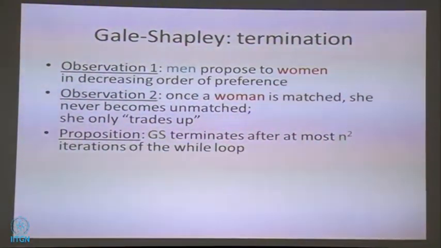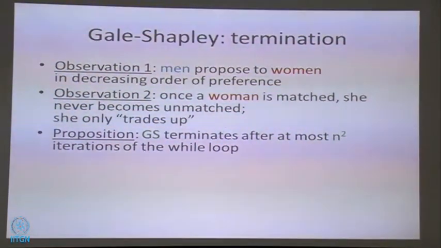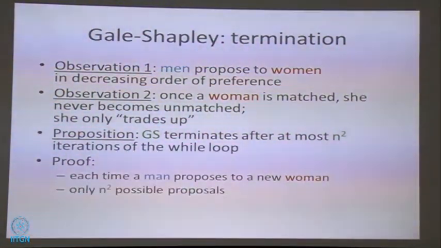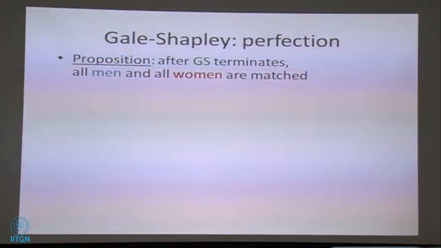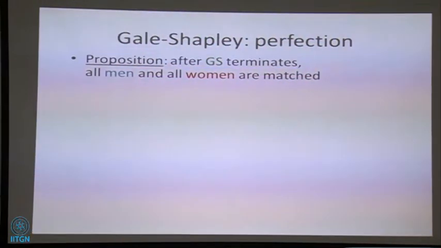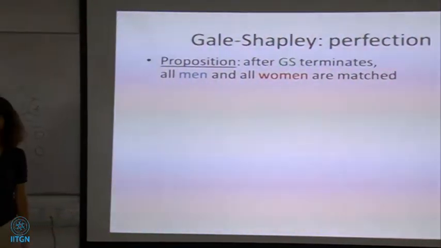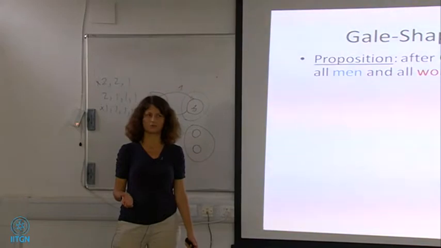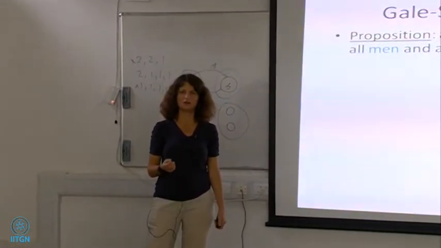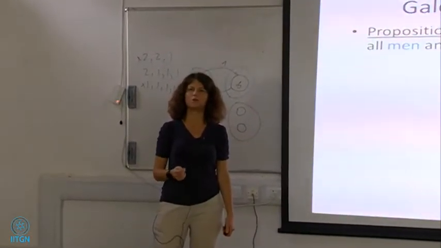Okay, so first, Gale-Shapley terminates after at most n squared iterations of the while loop. Right, so we established that. And second, here's the interesting part. I claim that Gale-Shapley actually gives us a perfect matching, that we won't have an unmatched guy sticking around after having proposed to a woman. So it cannot be the case that a guy is rejected by all women.